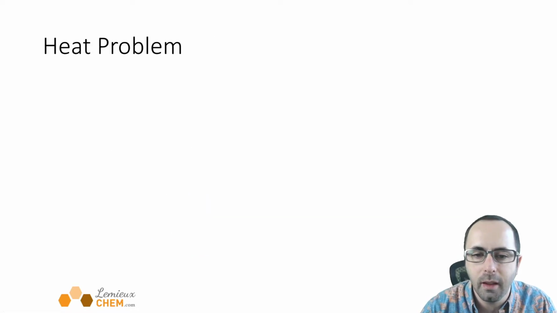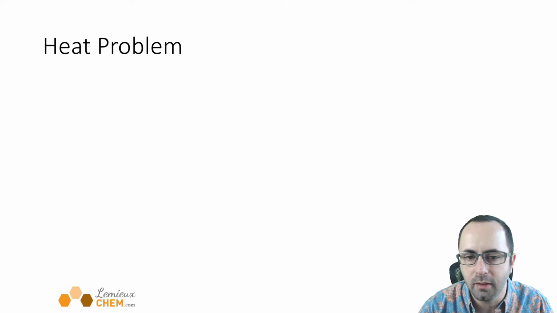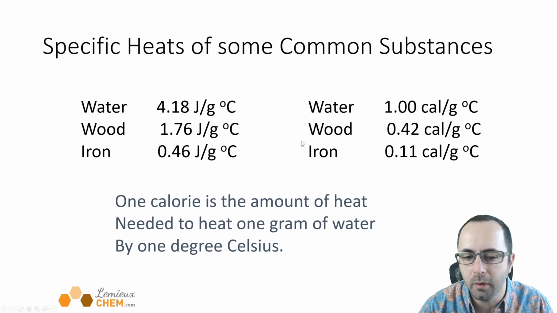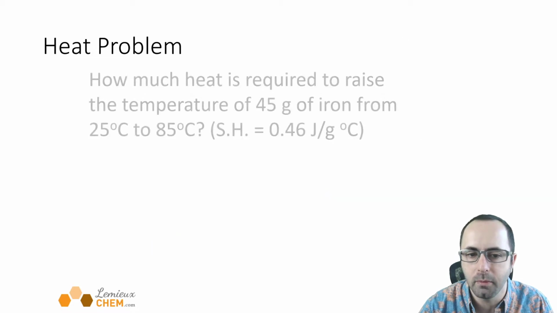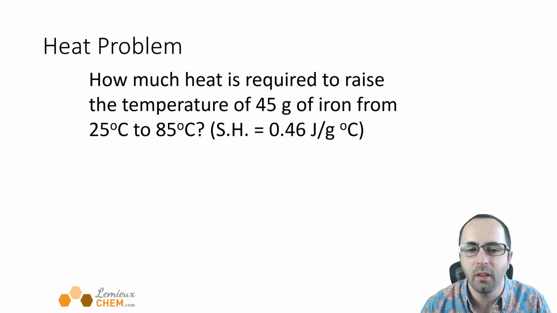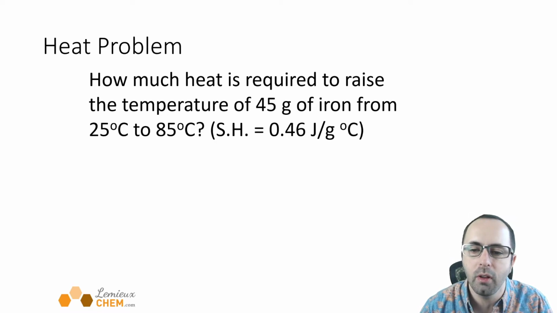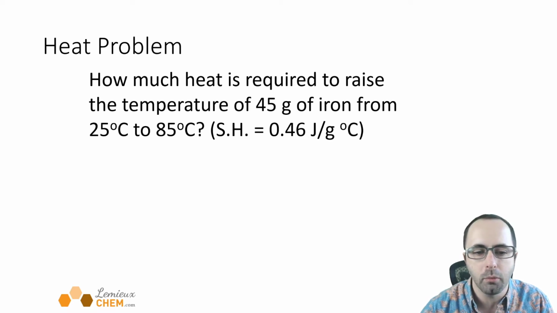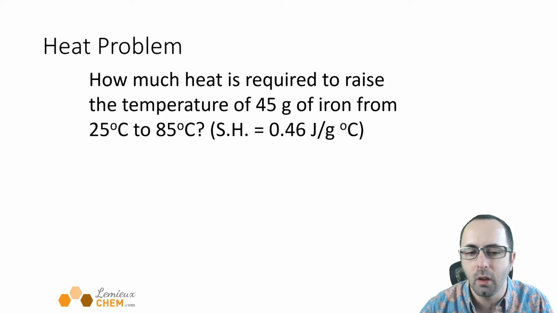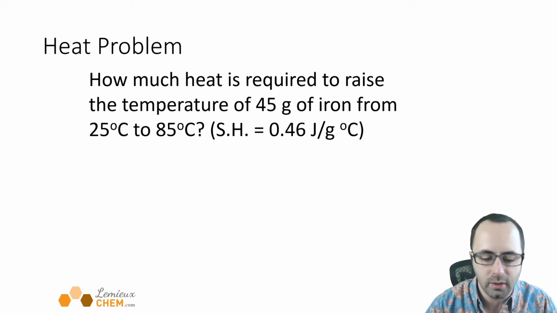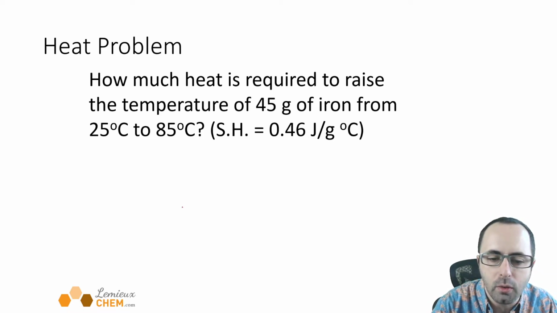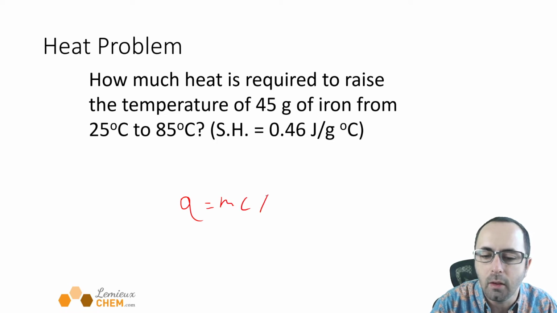So let's take a look at doing a problem like this now, where we use a specific heat and we figure out how much heat it takes to change the temperature of something like iron. So let's say we have this question: how much heat is required to change the temperature of 45 grams of iron from 25 degrees Celsius to 85 degrees Celsius? And we're going to use Q equals mc delta T.